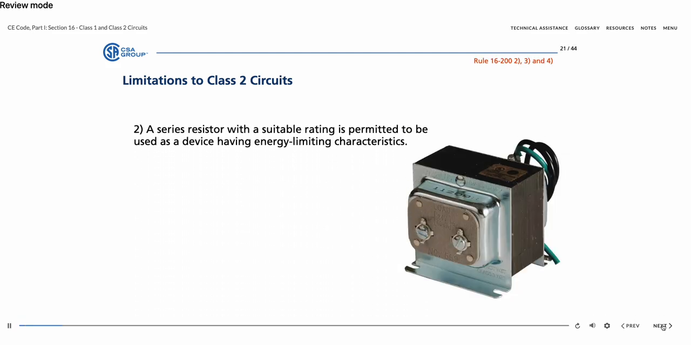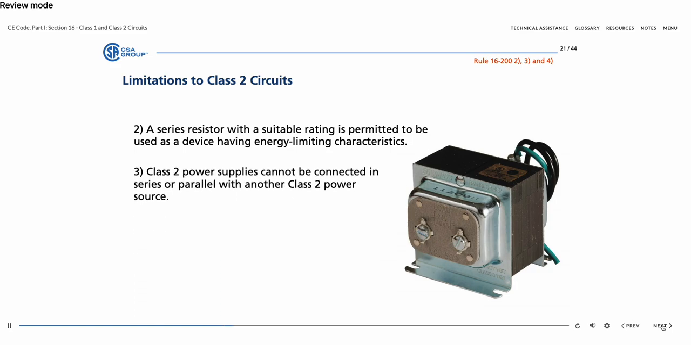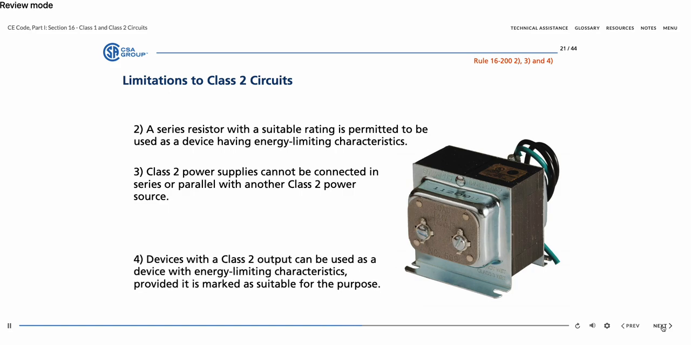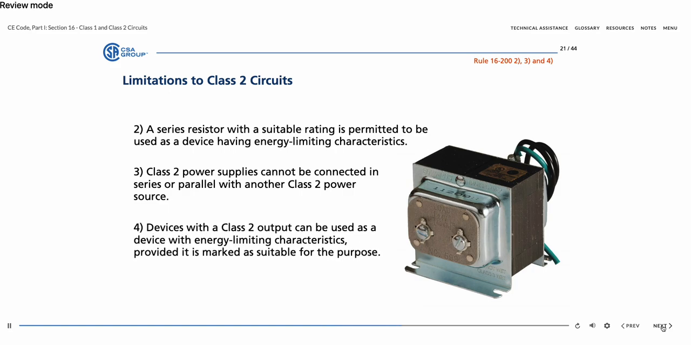Additionally, a device having energy-limiting characteristics shall be permitted to consist of a series resistor of suitable rating or another similar device. A Class 2 power supply shall not be connected in series or parallel with another Class 2 power source. And a device having a Class 2 output shall be permitted for use as a device having energy-limiting characteristics if it is marked as being suitable for the purpose.